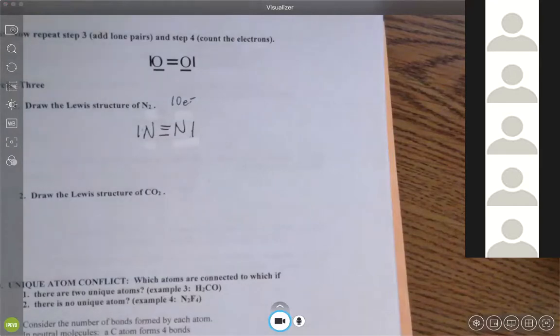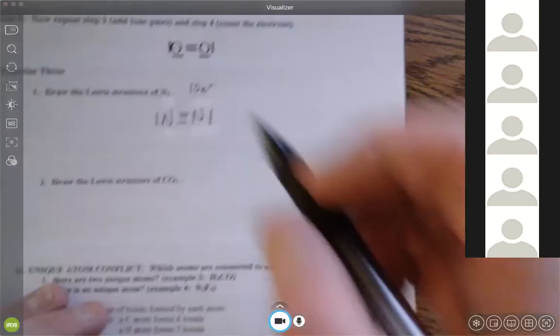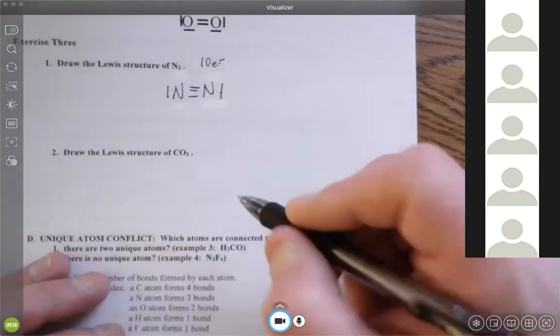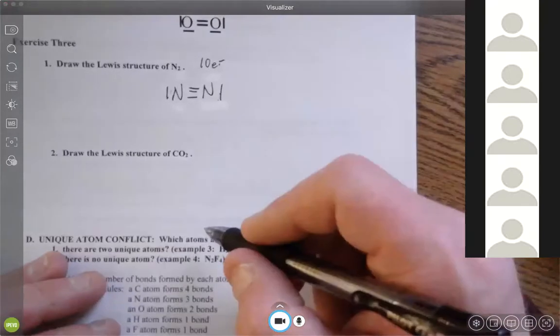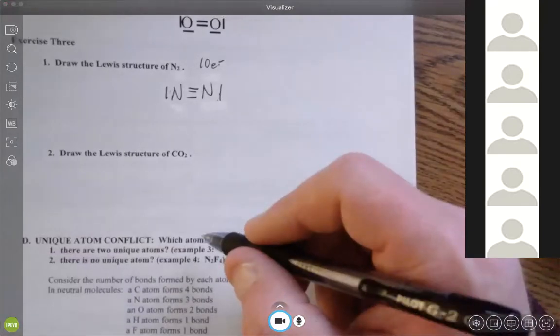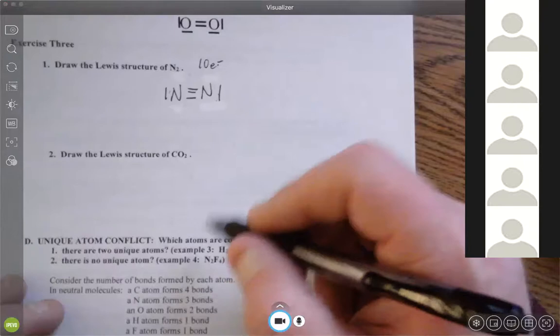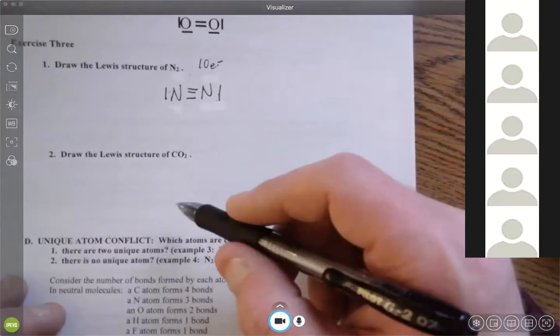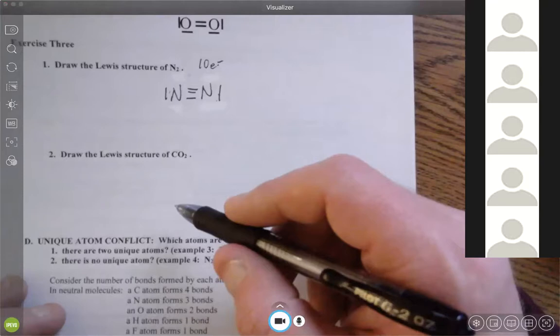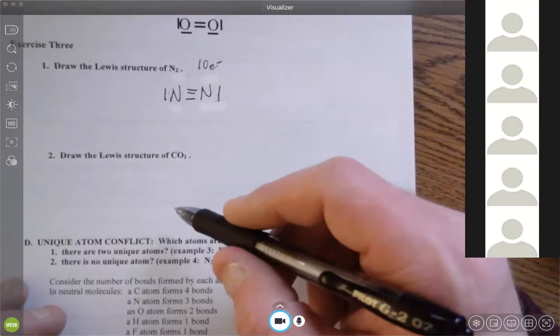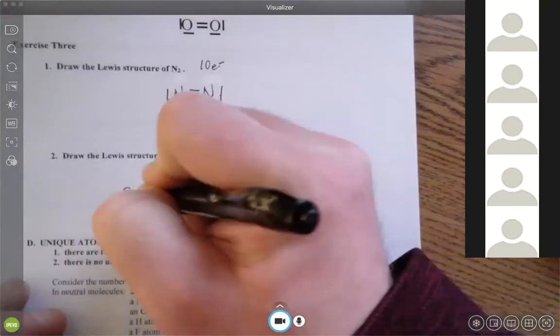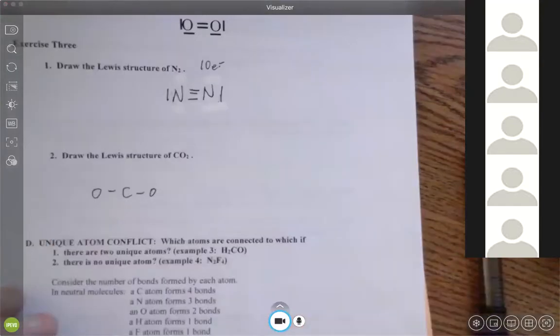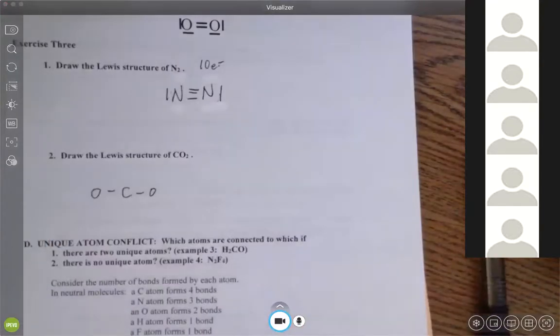All right, CO2, who's in the center? Who's unique? CO2, who is unique? Carbon, good. Try this one on your own. Count up the total number of electrons. It does have multiple bonds, so you're going to have to deal with that. I'll give you about 3 minutes to do that one.